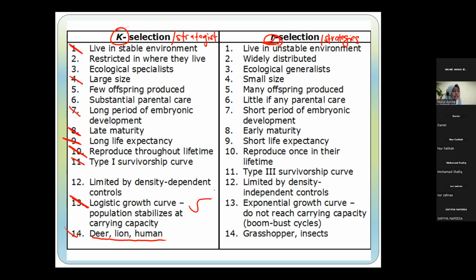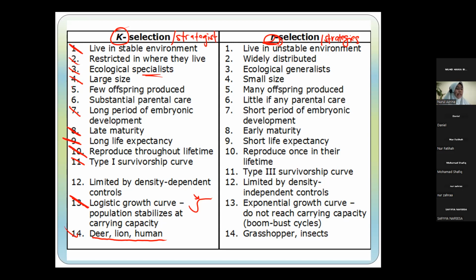Next, they are restricted to where they live, meaning they do not migrate from one place to another. Thus, they are known as ecological specialists. They utilize whatever resources they have in their environment. Since they live in an environment near the carrying capacity, we must understand that resources will somehow be limited.